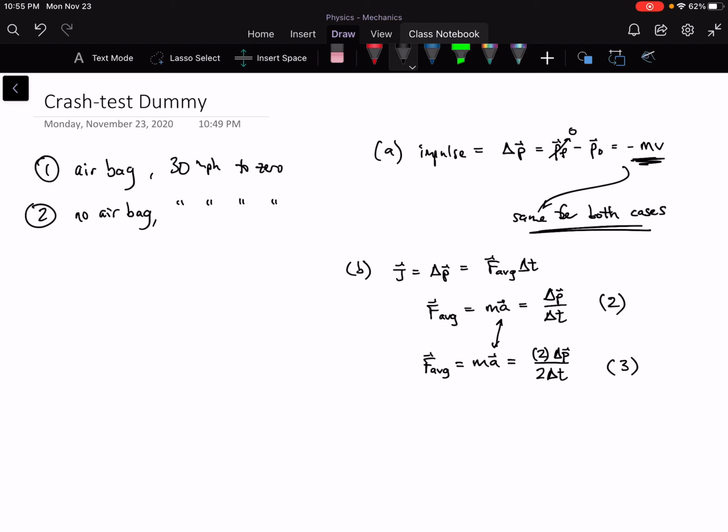The mass of the dummy doesn't change, so twice the change in momentum means twice the initial speed, that 30 miles per hour, okay? So 2 times 30 miles per hour, 60 miles per hour. Okay. So if the airbag doubles the time it takes for you to come to a halt, well then a 30 mile per hour crash with no airbag is equivalent to its effect on you in the crash test dummy as a 60 mile per hour crash with the airbag. Pretty nice. And we're done.